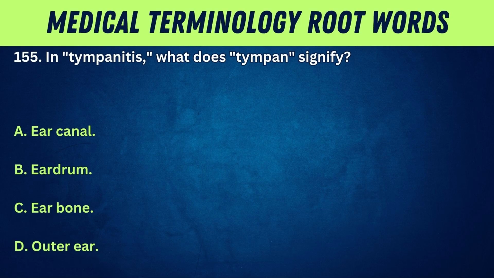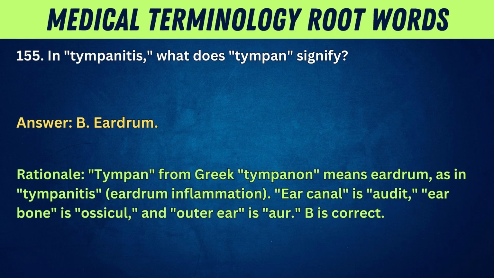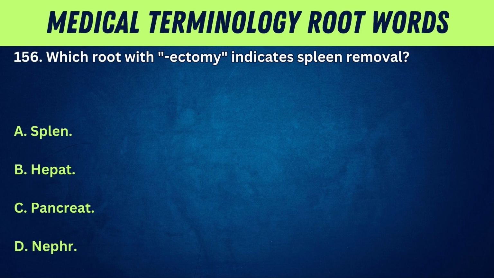155. In tympanitis, what does tympan signify? A. Ear canal. B. Eardrum. C. Ear bone. D. Outer ear. Answer: B. Eardrum. Rationale: tympan from Greek tympanon means eardrum, as in tympanitis, eardrum inflammation. Ear canal is audit, ear bone is ossicle, and outer ear is auricle. B is correct.